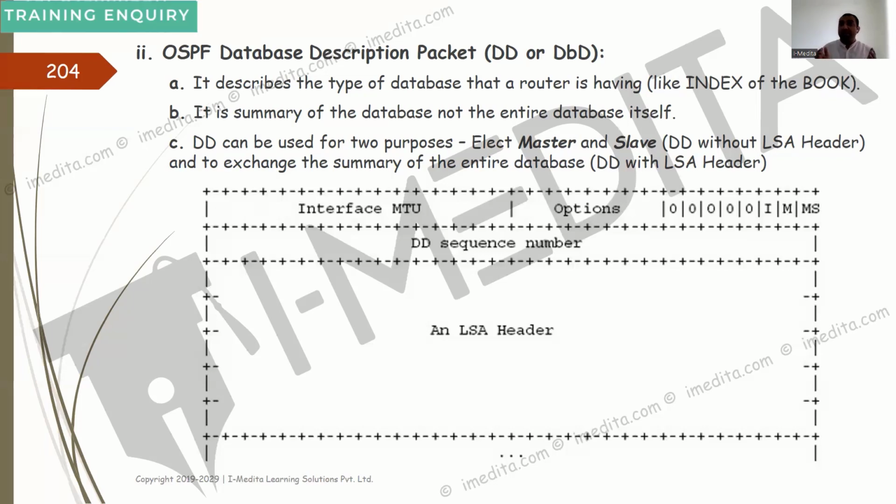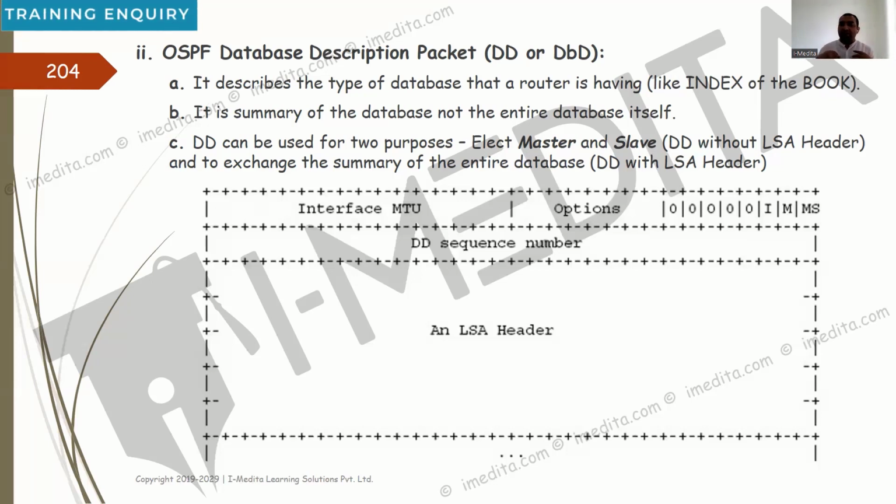So to minimize the utilization of bandwidth, first they send DBD messages to each other. And DBD contains all the necessary information so that routers can easily identify which LSAs they need to exchange, the complete LSAs.